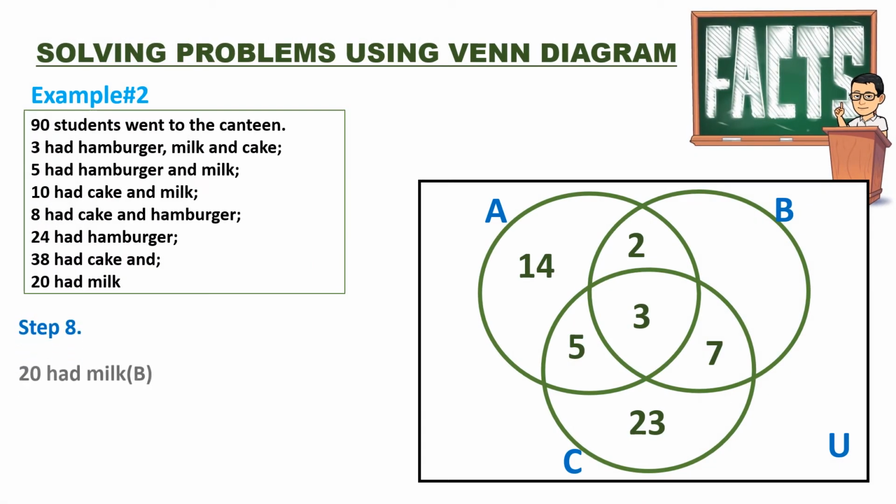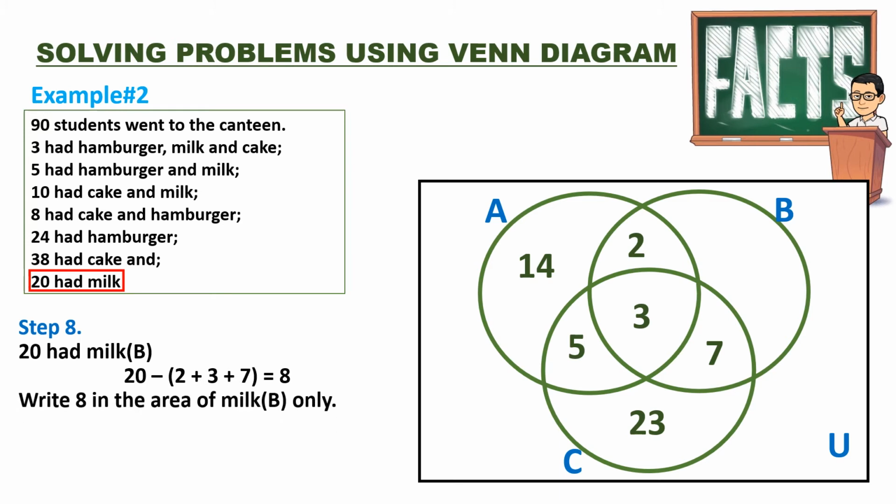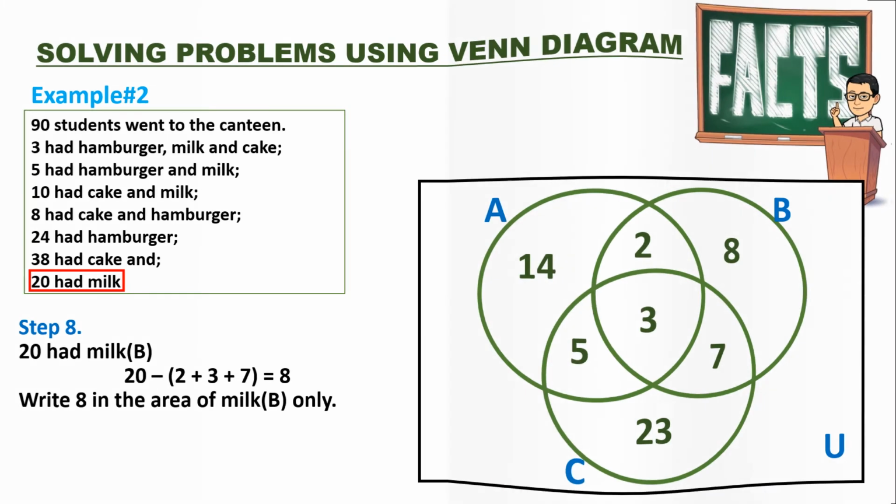Step 8, 20 had milk. So we have to add 2, 3, and 7. Then subtract it from 20. The answer is 8. Write 8 in the area of milk only.